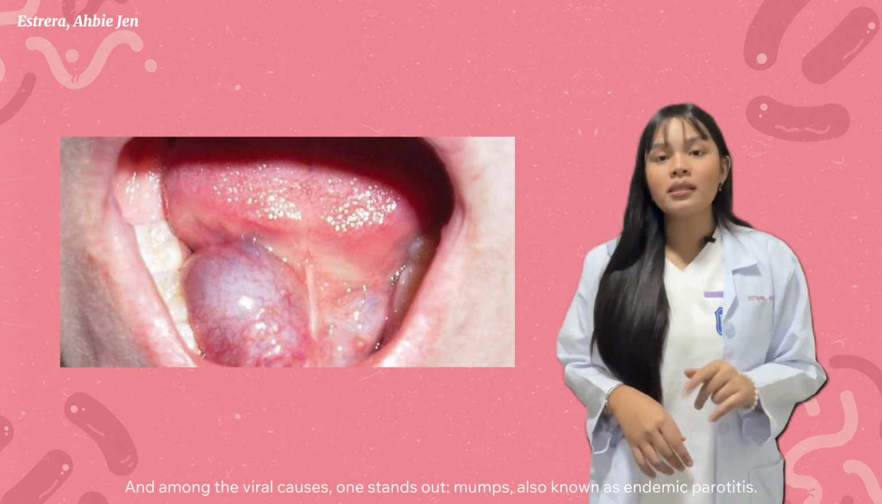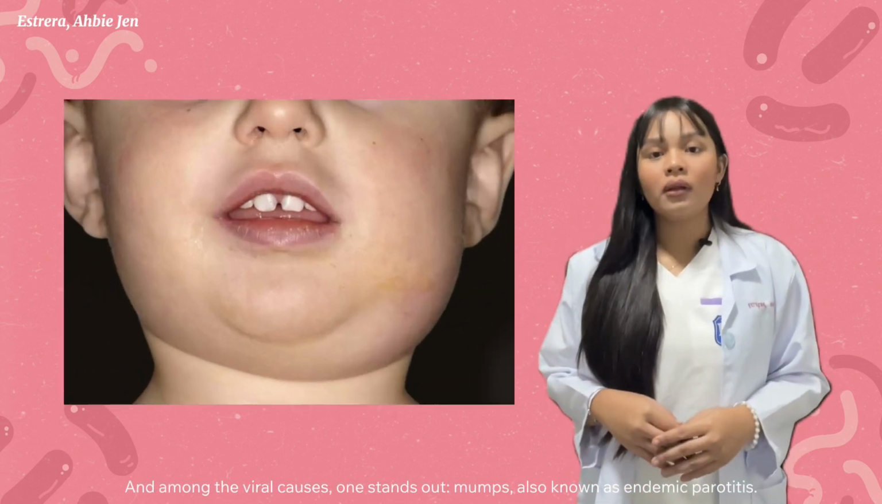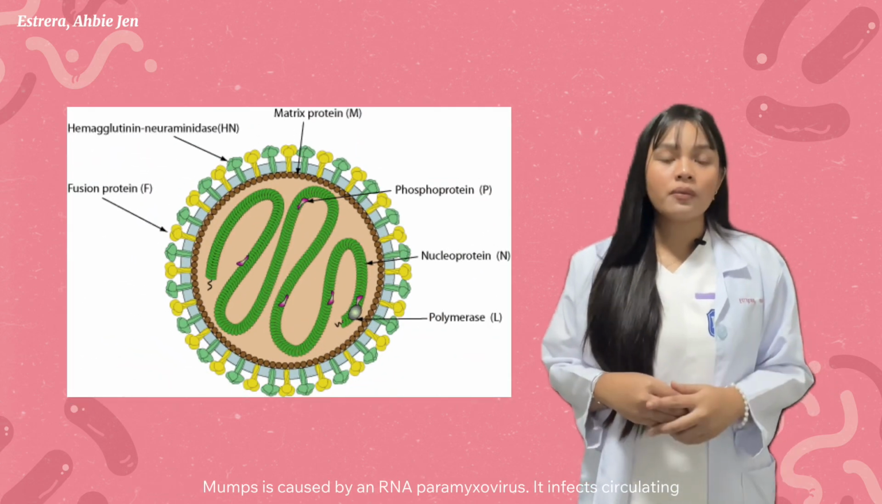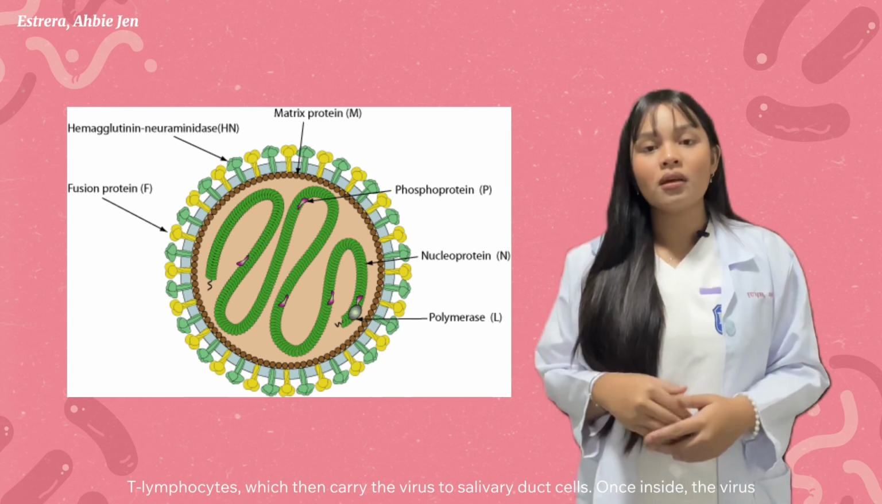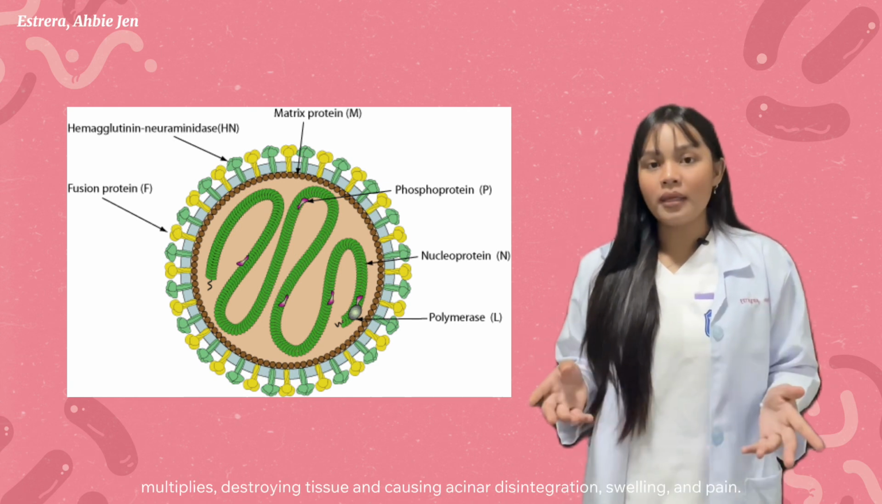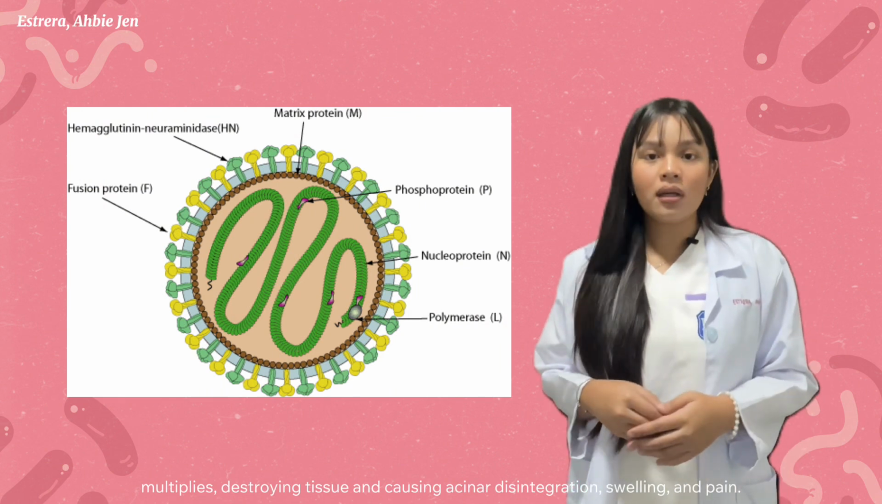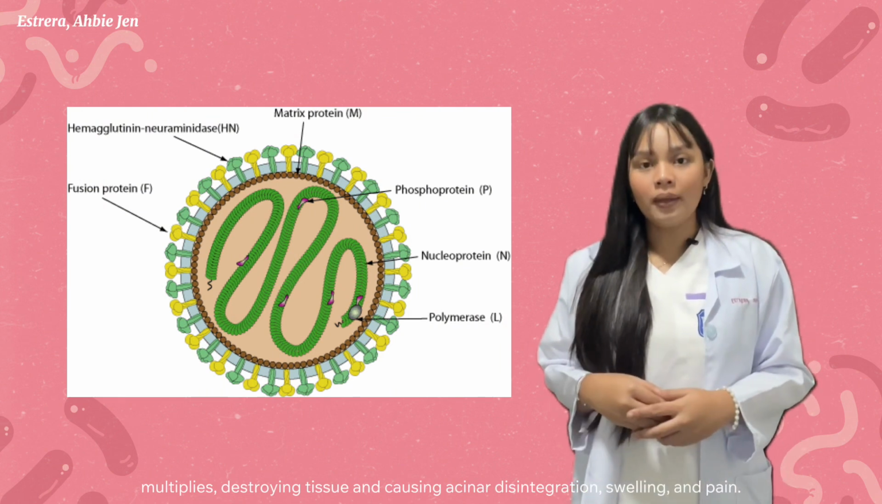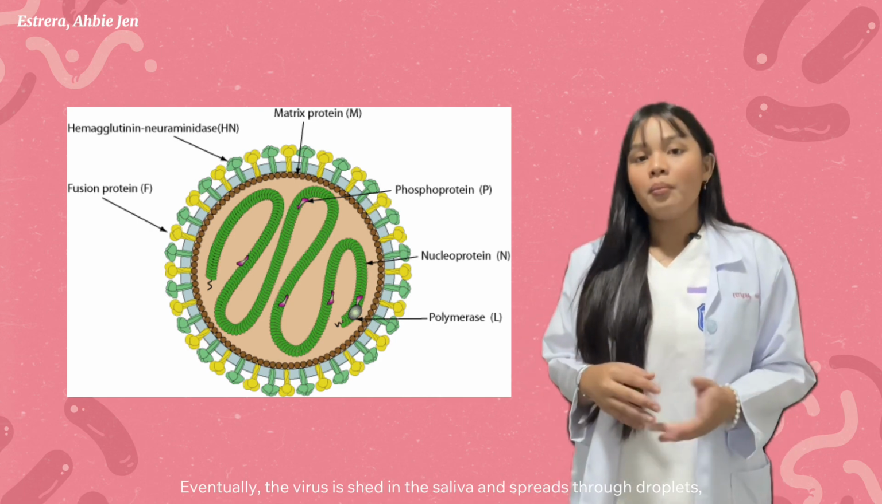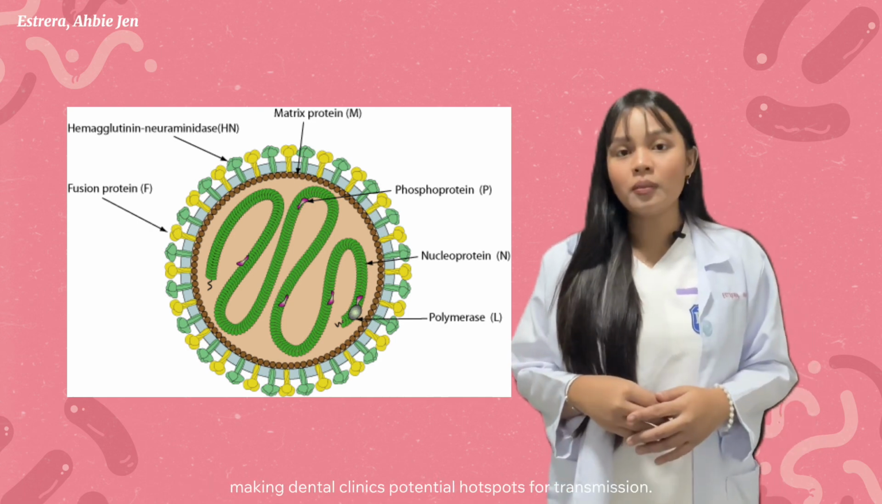the viral causes, one stands out: mumps, also known as endemic parotitis. Mumps is caused by an RNA paramyxovirus. It infects circulating T lymphocytes, which then carry the virus to salivary duct cells. Once inside, the virus multiplies, destroying tissue and causing acinar disintegration, swelling, and also pain. Eventually, the virus is shed in the saliva and spreads through droplets, making dental clinics potential hotspots for transmission.